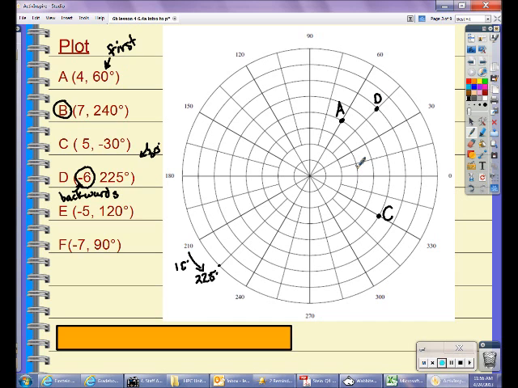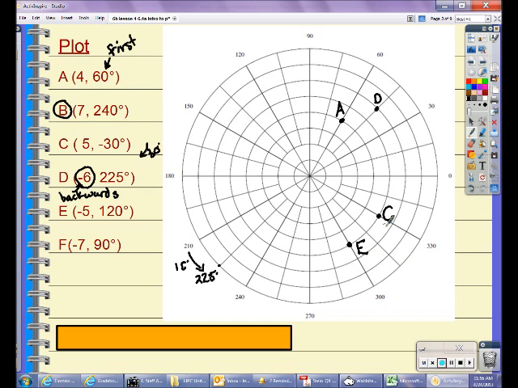I'm going to try E with you, and then give you some chance to try B and F and figure out where those are on your own. Point E. I first find my 120-degree rotation line. That's right here, 120 degrees, but instead of going towards 120 degrees, I'm going backwards along that same line, -5. 1, 2, 3, 4, 5. That is point E.